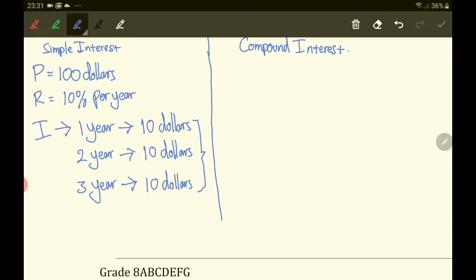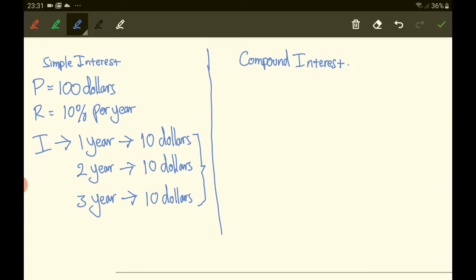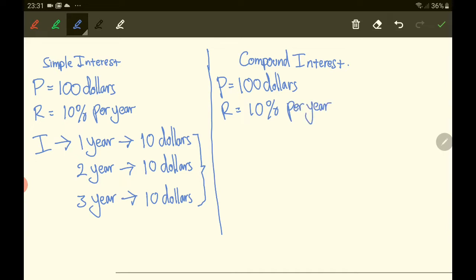I hope you can see the difference. Let's have the same case. The principal here is also $100, and the rate is also the same, 10% per year. Then we try to find the interest. Let's discuss what is the interest when you deposit $100 in the bank with the rate of 10% per year. What is the interest in the first year?